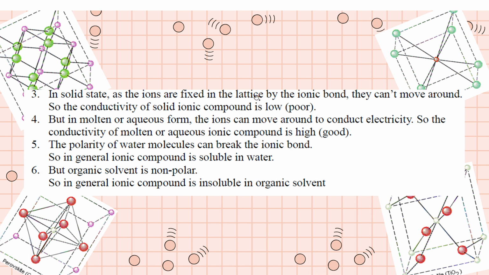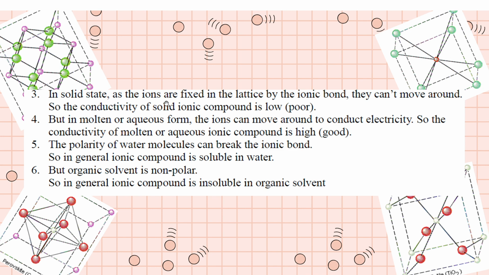And then in the solid state, the ions are fixed in the lattice by ionic bonds, so they can't move around, so conductivity is weak. But in the molten state, they can move. In the aqueous state, they are dissolved in water, so the ions can move around to conduct electricity, so the conductivity of molten and aqueous ionic compounds is high. The most important one to think about is molten. For some other substances, maybe in the molten state they don't conduct electricity too. But for ionic compounds, molten and aqueous both conduct electricity.